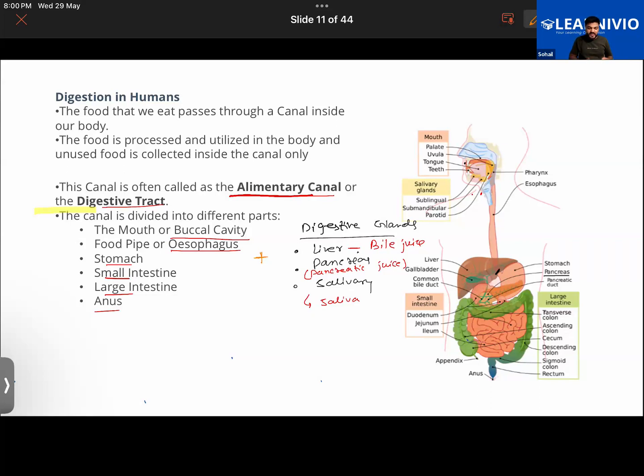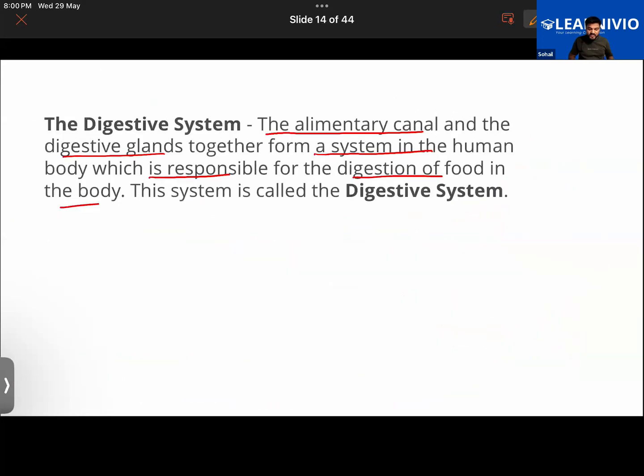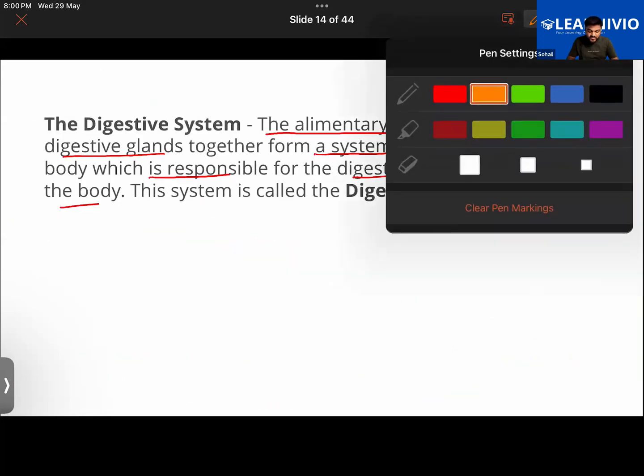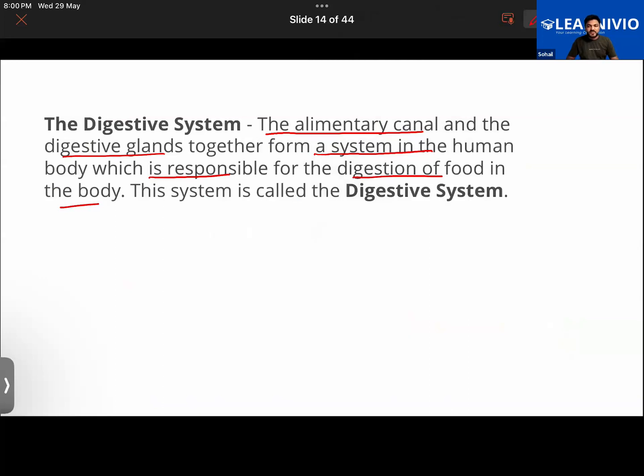So your alimentary canal is made up of these different parts and these different digestive glands, and together they form a system in your body. That system is responsible for digestion of food. That is the digestive system. Any questions to anyone? No, sir.